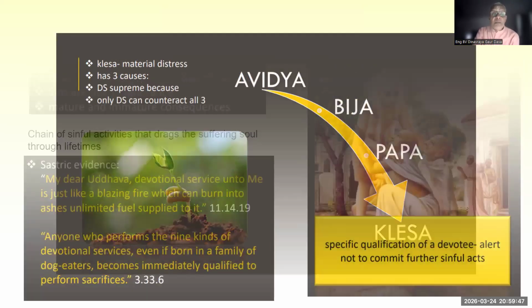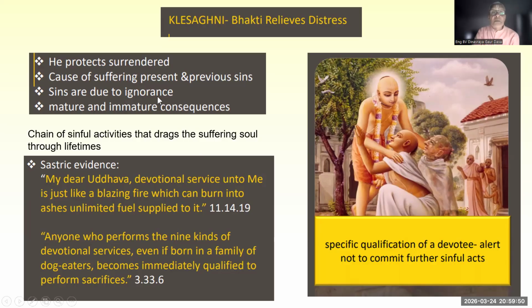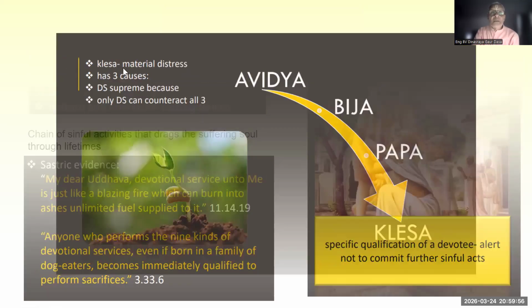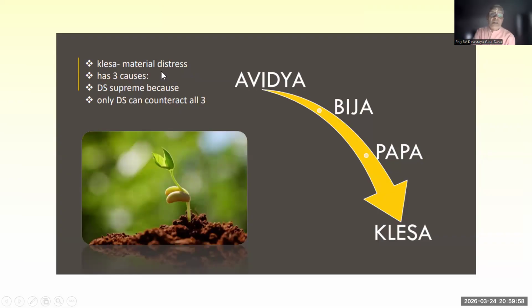Now, why we talked about this point: sins are due to ignorance, and the mature and immature consequences of sins performed. So kleshas, material distresses, have three causes. We will discuss the divisions: first is material, second is Brahmanan, and third is, of course, pure devotional service. So these are three stages.